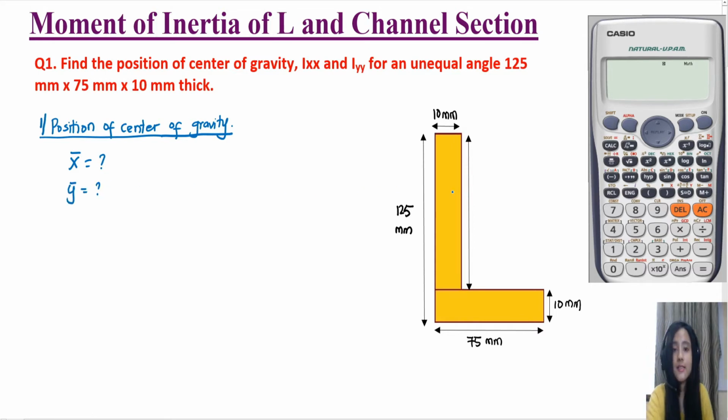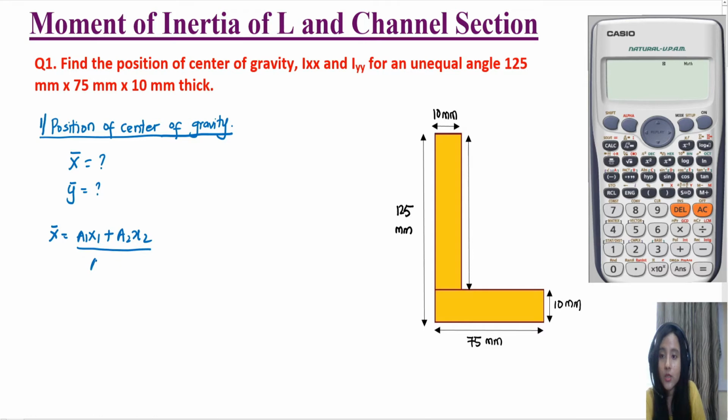Now for this L section, when we find moment of inertia about the x-axis and y-axis, along both the axes we have to use the parallel axis theorem. If we are to find the position of center of gravity along the x-axis, which is x bar, it will be equal to a1 x1 plus a2 x2 divided by the total area, which is a1 plus a2.